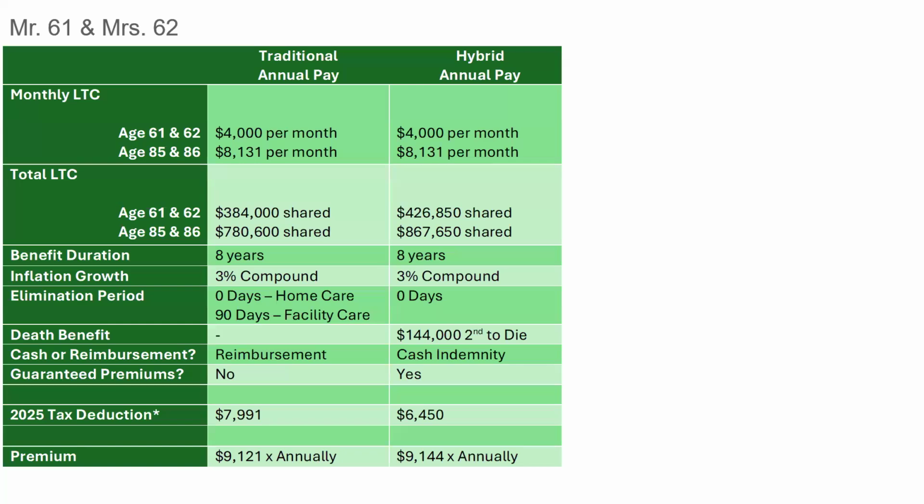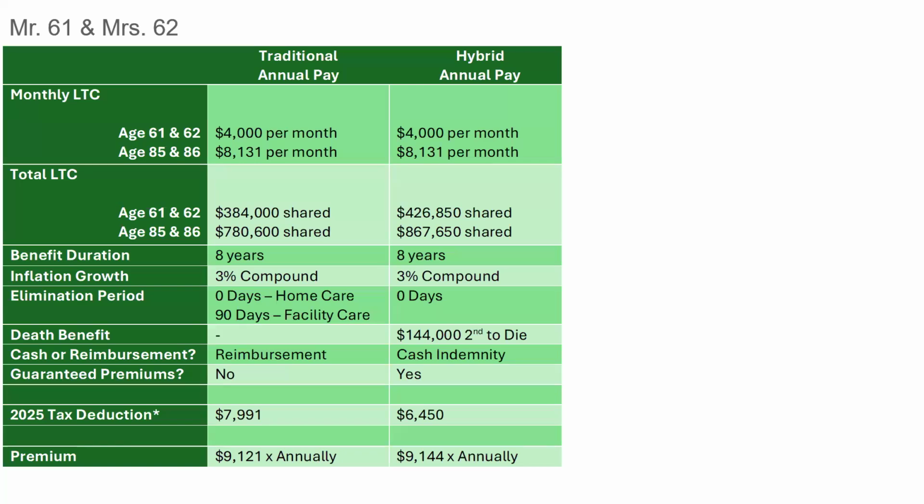So Nationwide uses a true 0-day elimination for home care and facility care, unlike the traditional plan. It also has a backup death benefit of $144,000 second to die, right? So say the husband passed away in 20 years, nothing happens. But when the wife passes away, it would always pay out at least $144,000 if it hasn't already paid out something for long-term care purposes.